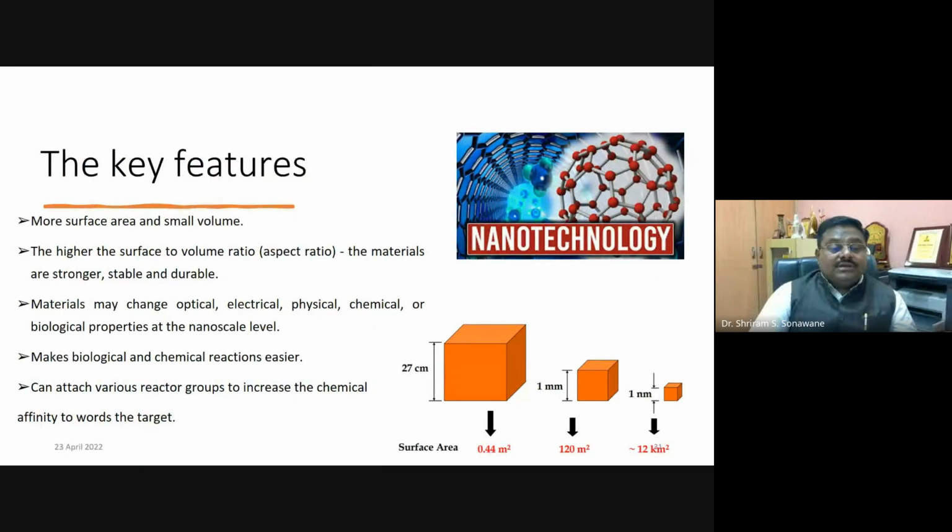So what are the key features of nanotechnology? More surface area to volume ratio, that we know. That means surface area, if suppose you take a 27 centimeter height, then 1 mm, then 1 nanometer. The surface area to volume ratio is increased. If we go from micro to the nano level, the surface area to volume ratio increases. Depending upon this property, we can synthesize catalysts, which will provide more surface area for the reaction to occur, and which will increase the rate of the reaction.